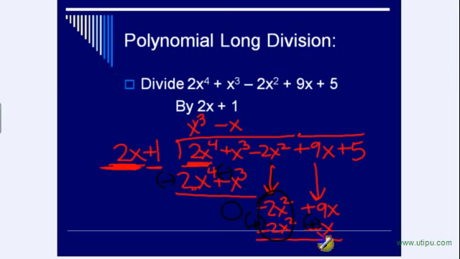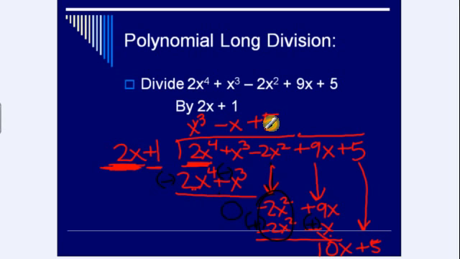Write the 10x down here, and bring down the next term, plus 5. Now, I want to take 2x into 10x. Well, 2x times 5 would equal 10x, so I can put a plus 5 up here.